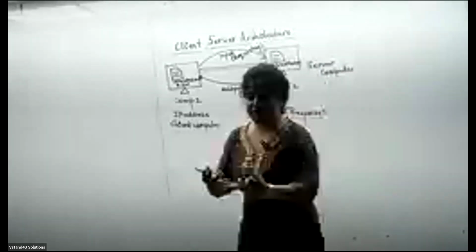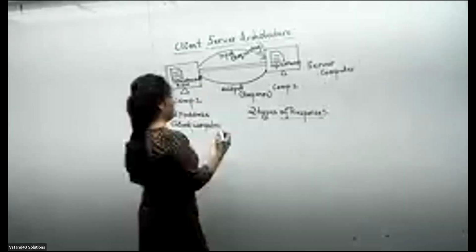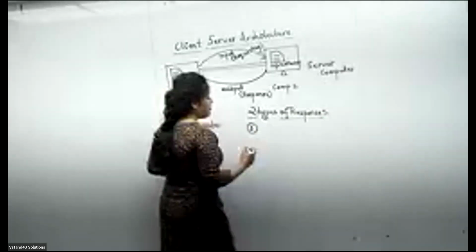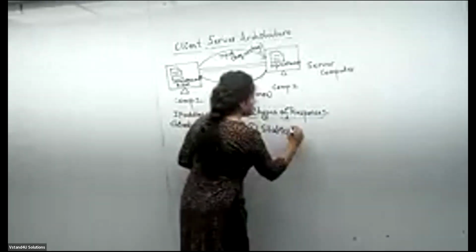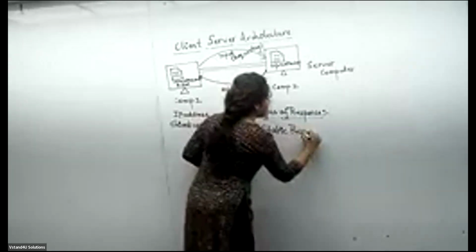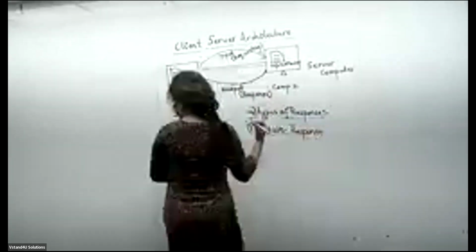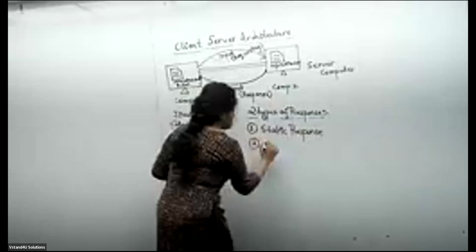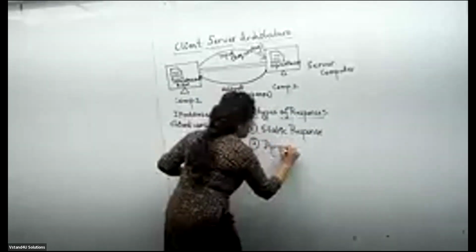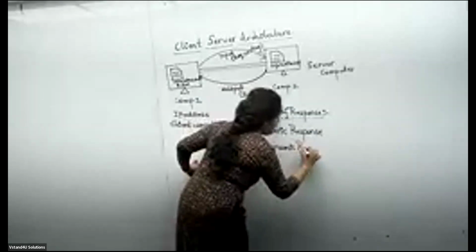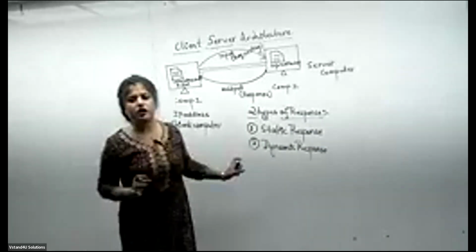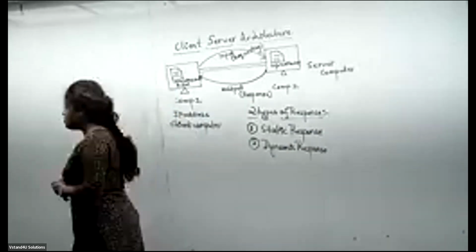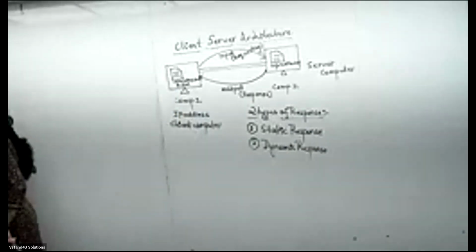Now you people tell me what may be the two types of response. The first type of response is called static response. And the second type of response is called... When I asked, you people couldn't say. Okay, ma'am, I forgot. But do you know how it works? Forget the definition. My dear online students, do you know what is static response and dynamic response?